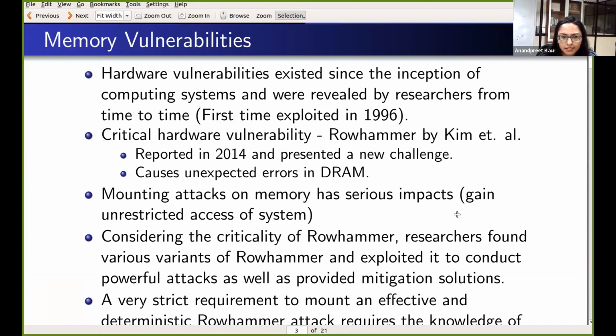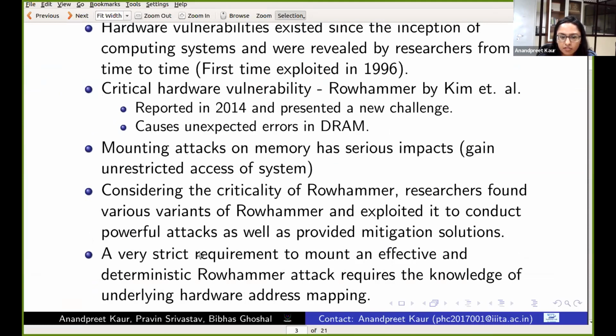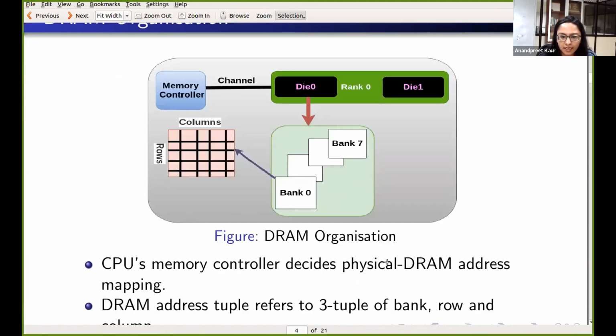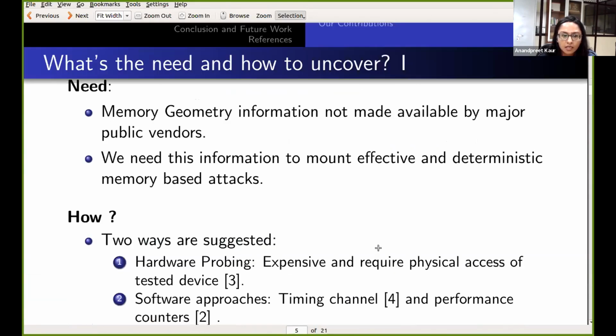Hardware vulnerabilities existed for a long time, but in 2014, a critical hardware vulnerability, Rowhammer, was reported, and it caused unexpected errors in DRAM. A very strict requirement to mount a Rowhammer attack is the knowledge of the underlying hardware address mapping. This is the way DRAM is organized. However, the memory geometry information is not made available by major public vendors.